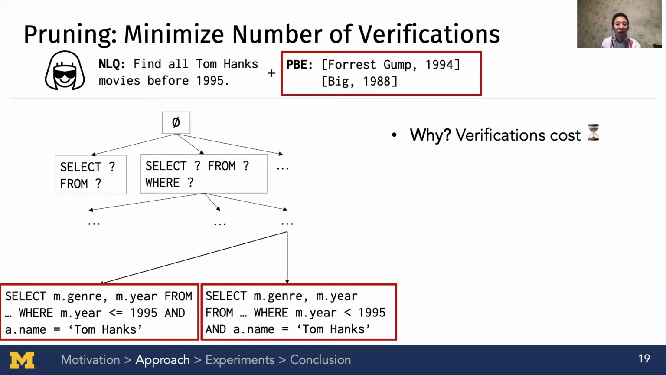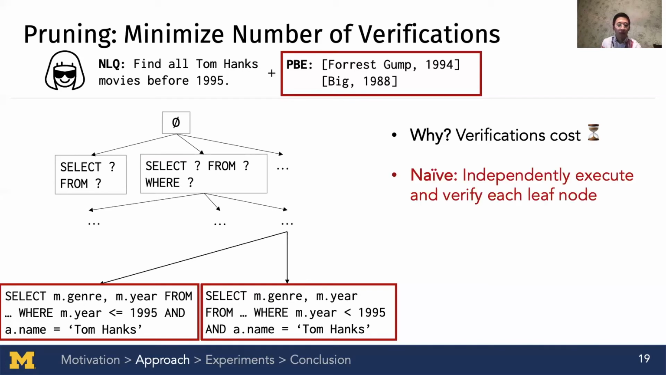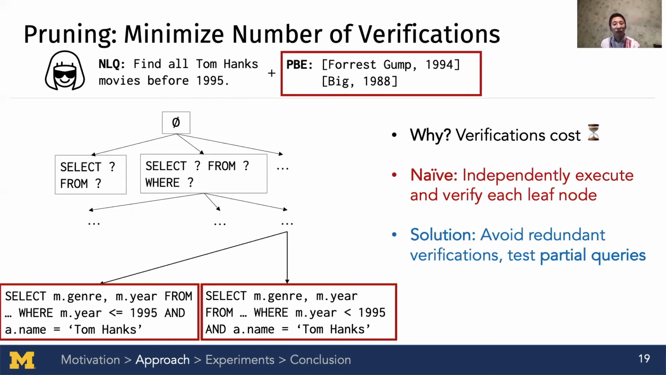And so a naive approach is to go through and independently execute and verify each leaf node that's produced by our system. So at the bottom here, we have two very, very similar yet different queries. And we can go through, run each of them, check their result sets, iterate through them, see is Forrest Gump in there, is Big in there. But instead of doing that, we want to avoid this kind of redundancy and actually test partial queries.